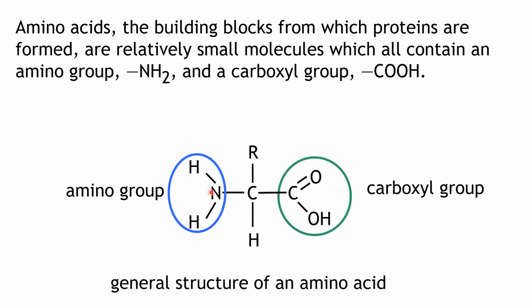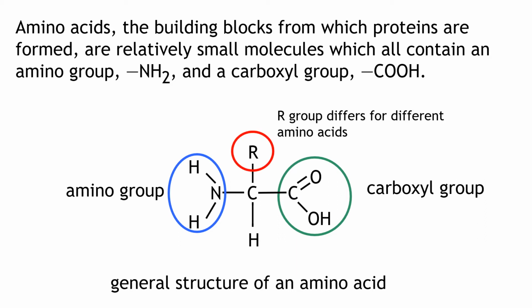Joining the amino group and the carboxyl group is a carbon. There's a hydrogen attached to the carbon, as well as an R group. The R group is the group that differs for different amino acids. So what makes amino acids different from each other is what's attached here. It could be a hydrogen, it could be a methyl group, it could be a hydroxyl group, and so on. And there are about 20 different amino acids that you'll find in the body. So this is the general structure of an amino acid.